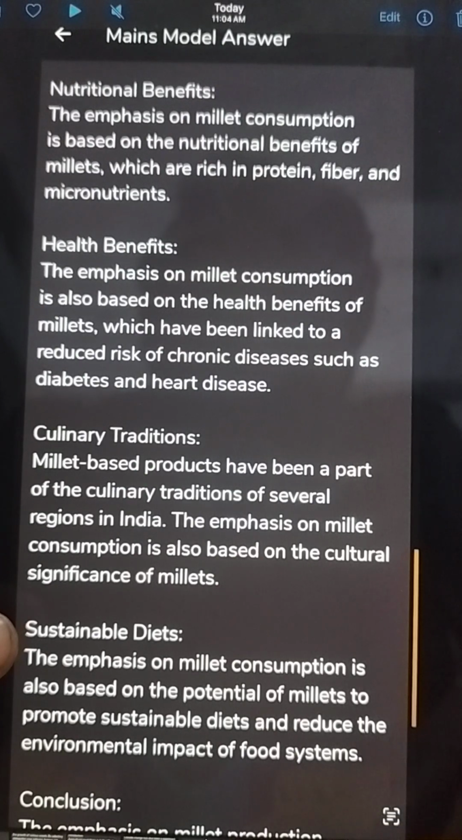And then comes culinary traditions. Millet-based products have been a part of the culinary traditions of several regions in India. The emphasis on millet consumption is also based on the cultural significance of millets. Then comes sustainable diets. The emphasis on millet consumption is also based on the potential of millets to promote sustainable diets and reduce the environmental impact of the food system.